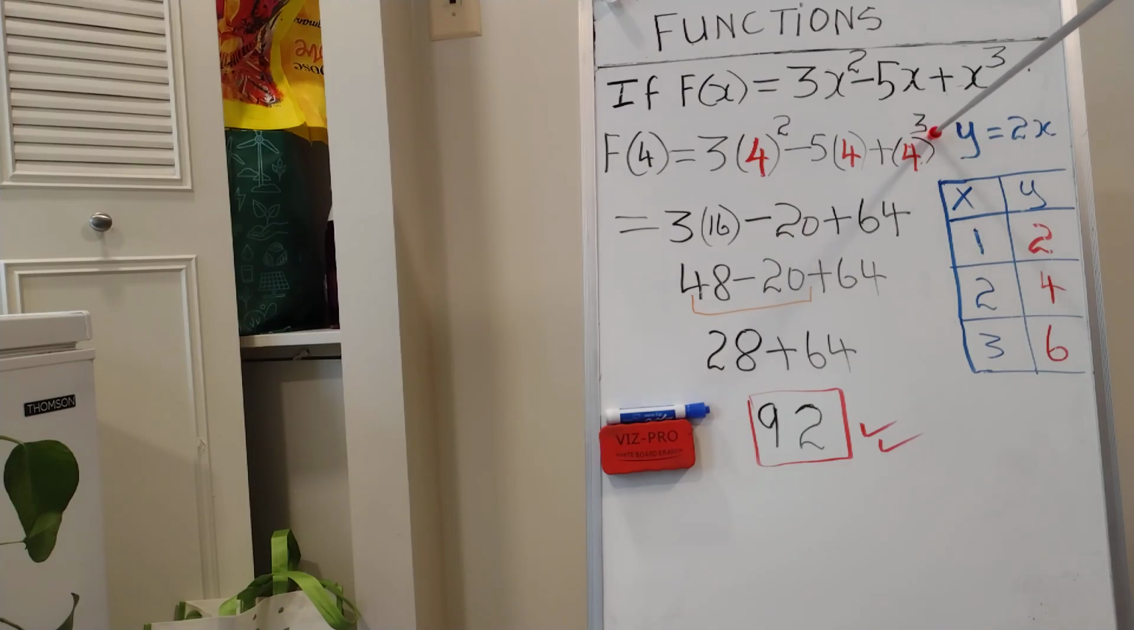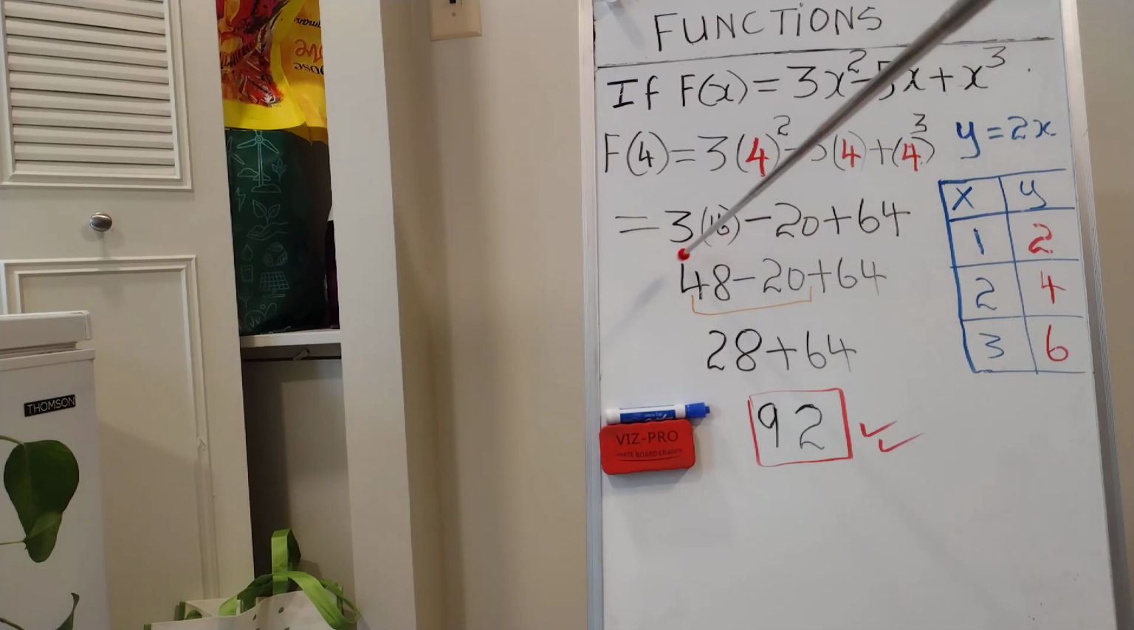And if you cube the 4, that means you have to multiply 4 three times. And 4 times 4 is 16, and 16 times 4 will give you 64. Again, come back here, we have to multiply 3 times 16, which is 48. And we have 20 right here.